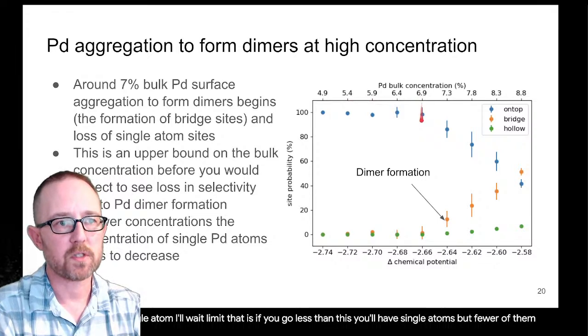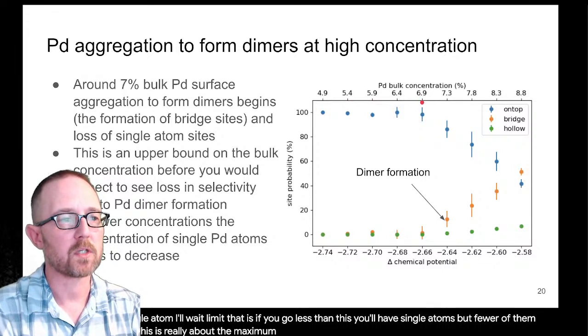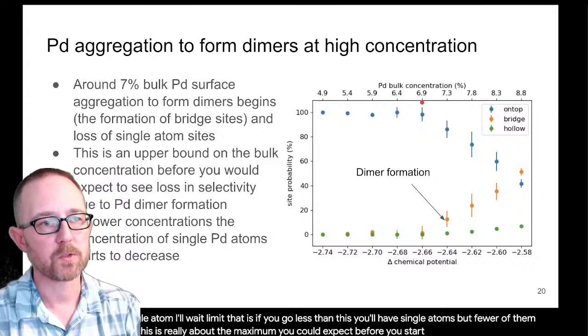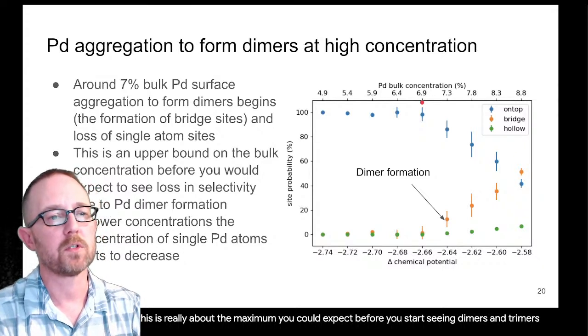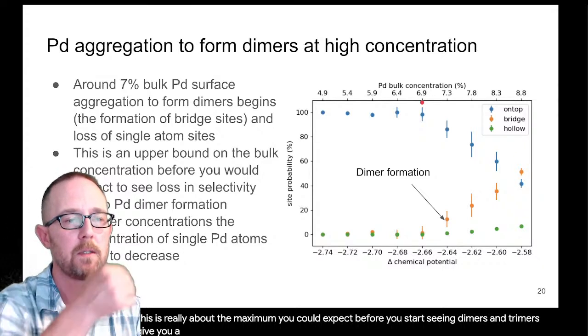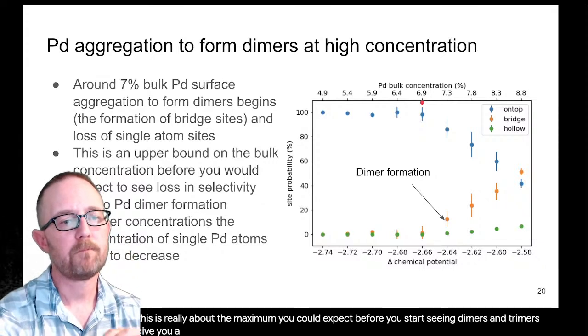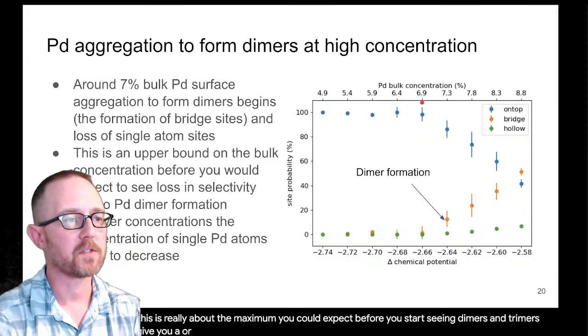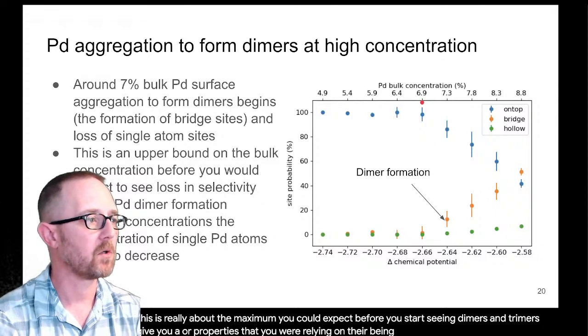And as you approach this, this is really about the maximum you could expect before you start seeing dimers and trimers and aggregation. That will give you a reduction in the selectivity or properties that you were relying on there being single atoms.